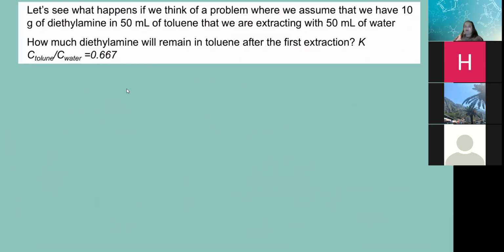So now we are going to assume that we have 10 grams of diethylamine and 50 mLs of toluene, and we're extracting that with 50 mLs of water. How much diethylamine will remain in toluene after the first extraction? And go ahead and put this in a percent as well.